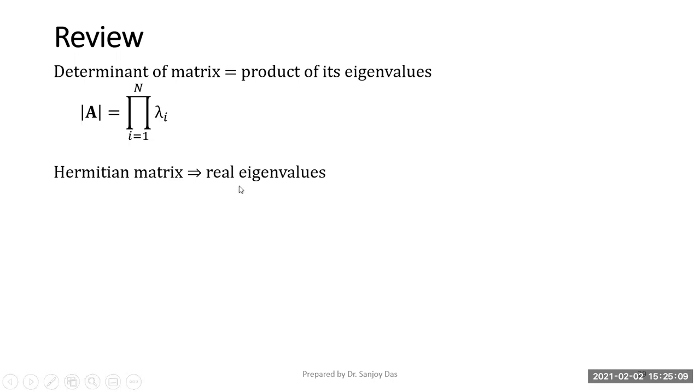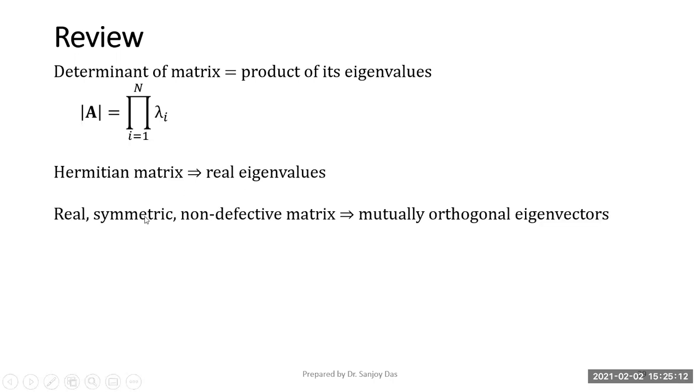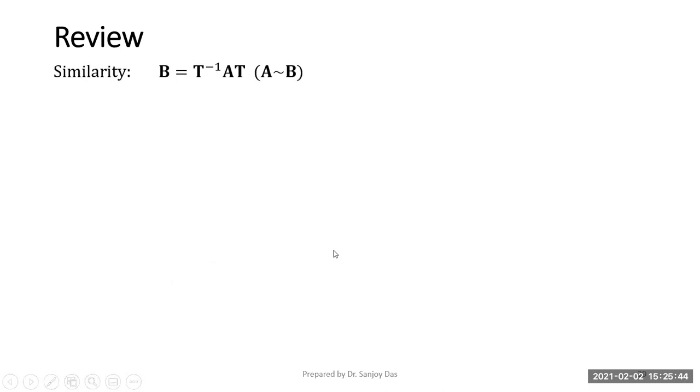Hermitian matrices have real eigenvalues, right? So when we're dealing only with real numbers, it means that symmetric matrices have real eigenvalues. Now, a real symmetric non-defective matrix will have mutually orthogonal eigenvectors: Vi transpose Vj equals delta ij.